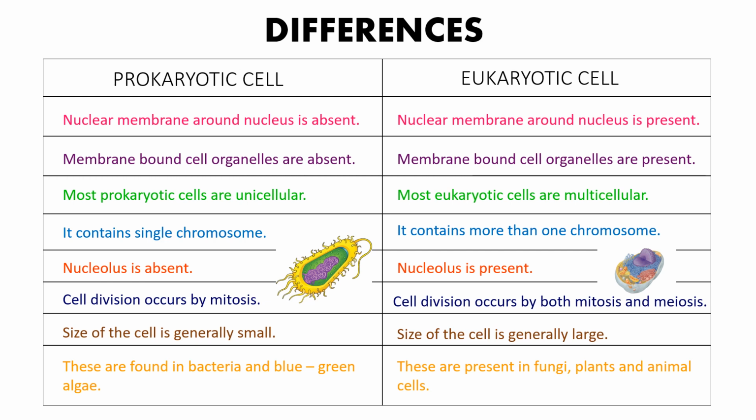In prokaryotic cells, cell division occurs by binary fission, whereas it occurs by both mitosis and meiosis in eukaryotic cells. Prokaryotic cells are generally small and eukaryotic cells are large. Examples, as I already said: bacteria and blue-green algae for prokaryotic, and for eukaryotes, fungi, plants, animals, all except bacteria, blue-green algae and viruses.